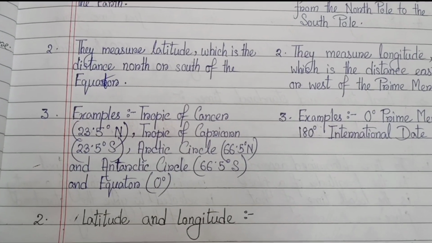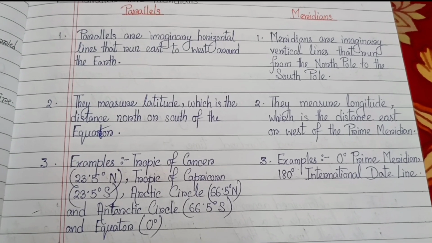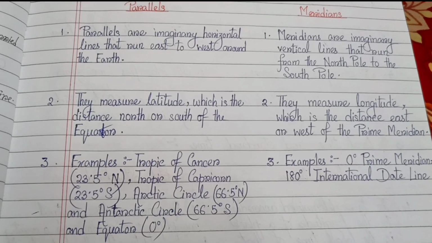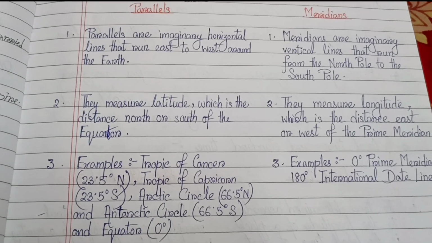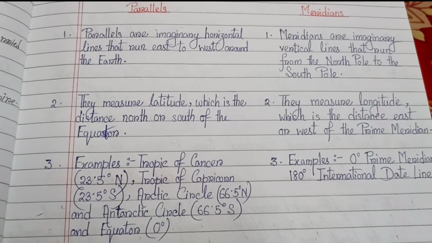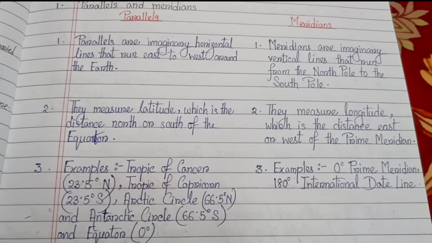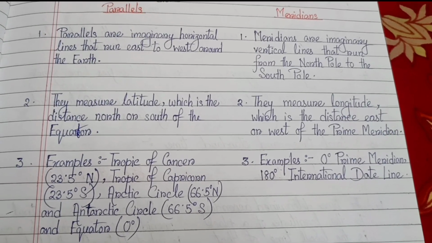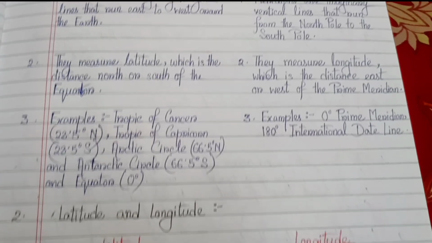Number 3, examples of parallels. Tropic of Cancer, 23.5 degree north. Tropic of Capricorn, 23.5 degrees south. Arctic Circle, 66.5 degree north, and Antarctic Circle, 66.5 degrees south, and equator 0 degree. Number 3, examples of meridians. 0 degree prime meridian, 180 degree international date line.